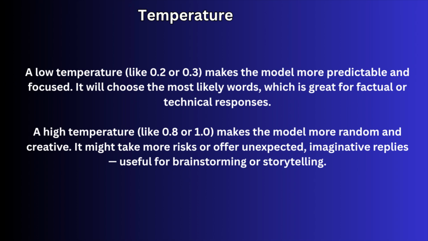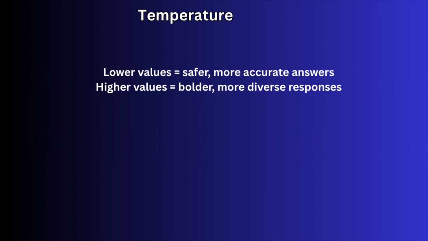A low temperature, like 0.2 or 0.3, makes the model more predictable and focused. It will choose the most likely words, which is great for factual or technical responses. A high temperature like 0.8 or 1.0 makes the model more random and creative. It might take more risks or offer unexpected imaginative replies, useful for brainstorming or storytelling. Think of it like turning a creative dial. Lower values equal safer, more accurate answers. Higher values, bolder, more diverse responses.